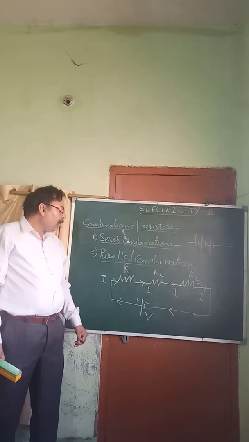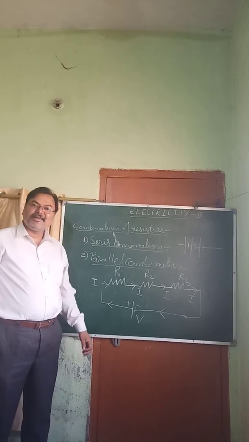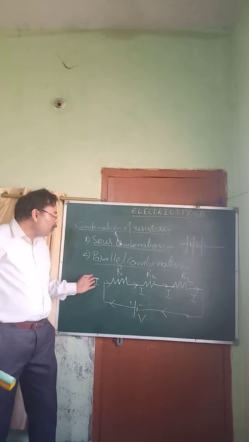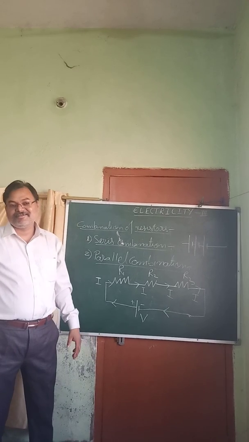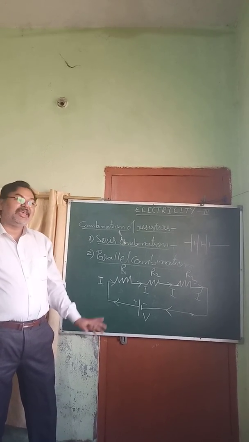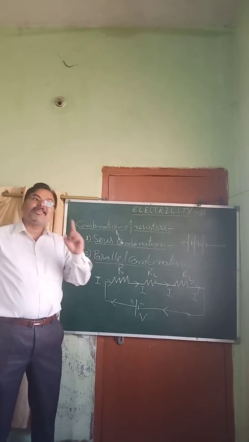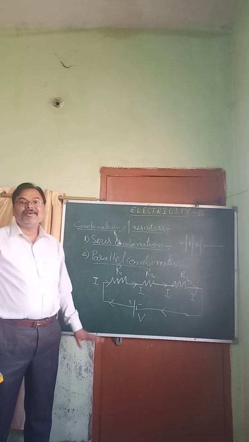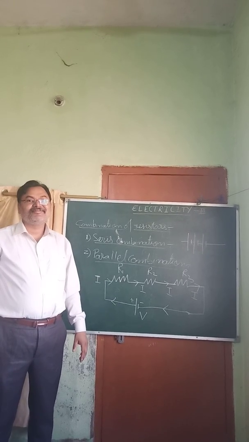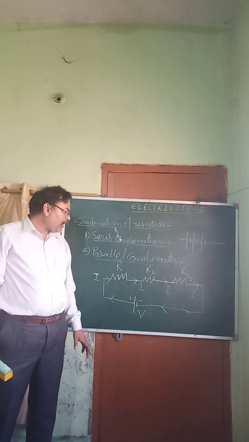Okay. Now, one thing we can say in series combination is that the current flowing through all the devices is always the same. If the current flowing through all the devices is the same, then the combination is said to be a series combination. Now the question arises, what about the potential difference?